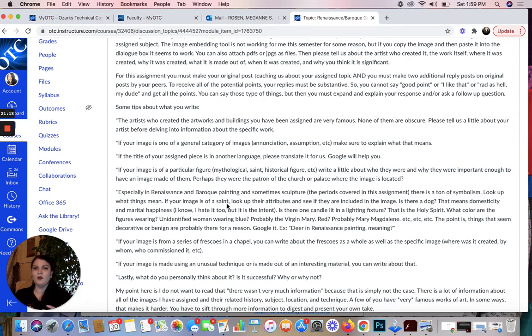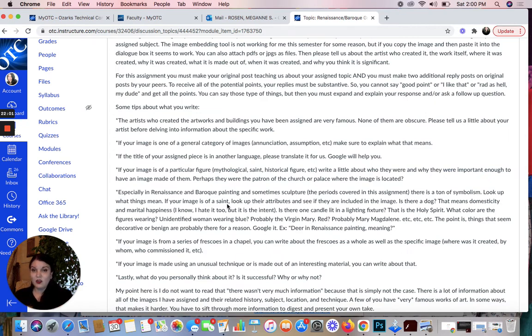If your image is one of a general category of images, which is particularly relevant when we're in the Renaissance and the Baroque, like an Annunciation scene or an Assumption scene, make sure to explain what that means. That's generally going to be in the title. So if you don't know a word, like if you've never heard the word Annunciation and that's the title of your painting, look it up, okay? You need to explain those kinds of things to us, right? Just assume that no one knows anything about your artist or their work before you make your post. If the title of your assigned piece is in another language, please translate it for us. Google will help you do this. You can put it in and Google will tell you what it is in English.